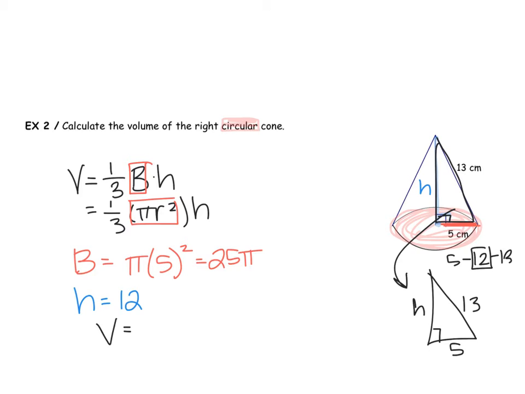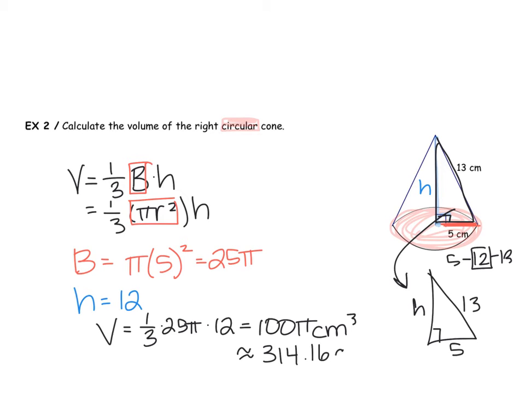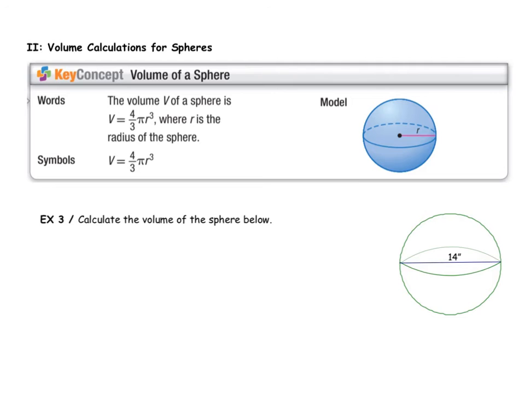Now I'm ready to plug into my formula. 1/3 times 25 pi times 12. That's going to give me 100 pi, and my units are cubic centimeters. If I want to, I can also plug that into my calculator and get approximately 314.16 cubic centimeters. The last shape we're going to talk about today is a sphere.